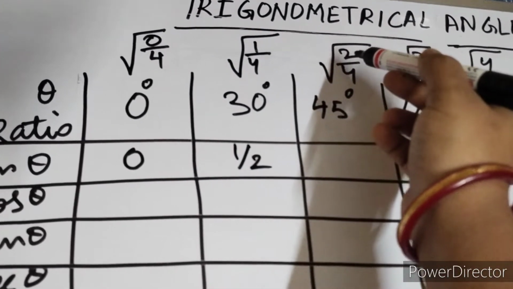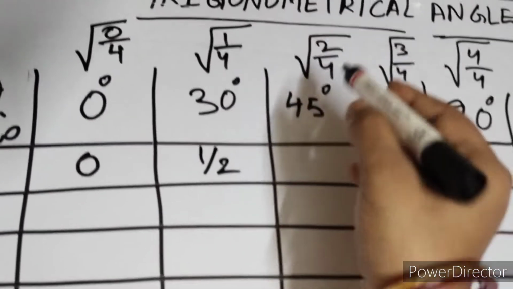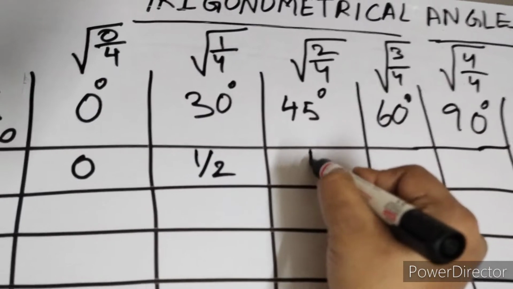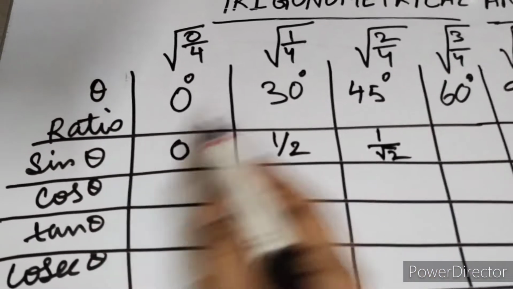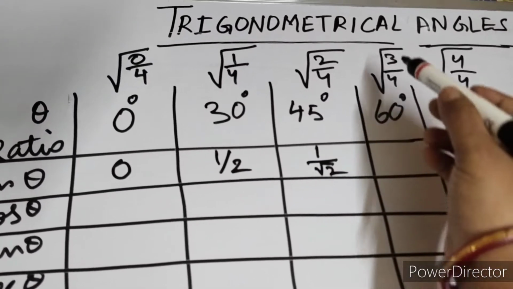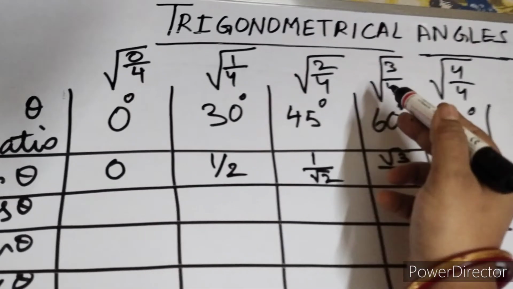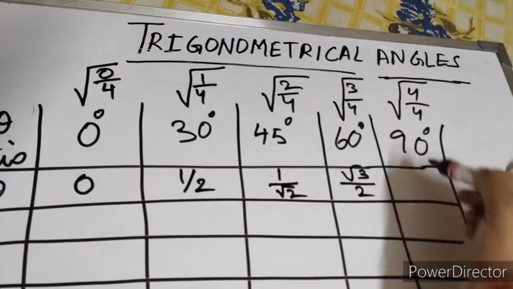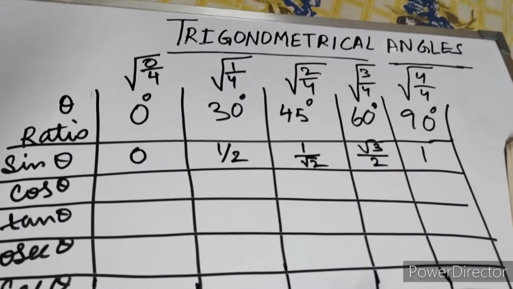Again, this one if you consider, 2 2s are 4. If you cancel out, then in the denominator it will be root 2. So it's 1 by root 2. So sine 45 degree will be 1 by root 2. Similarly, this one, root 3 and root 4 is 2. 4 by 4 is 1. So square root of 1 is also 1.